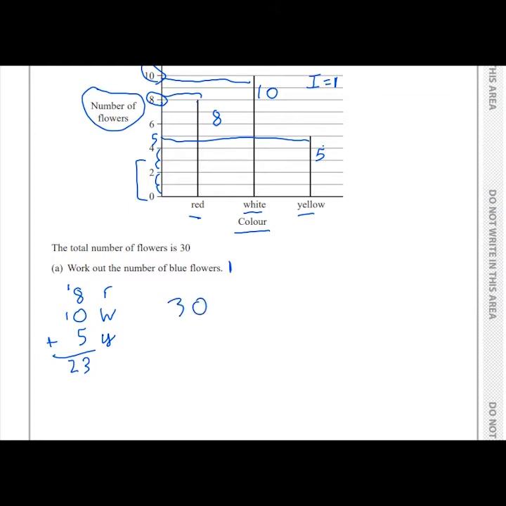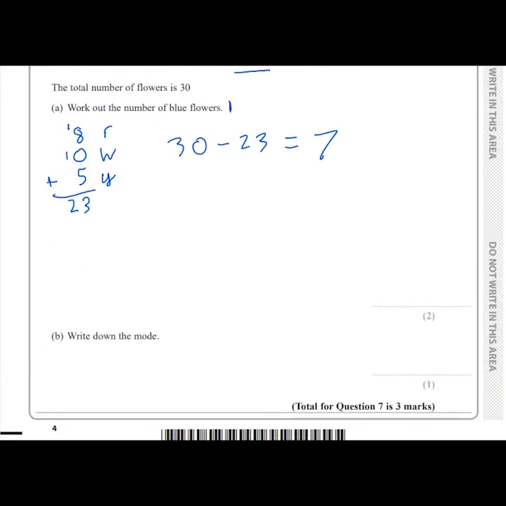Now we want the number of blue flowers, so we're going to take the number of red, white and yellow flowers away from the total. This means that we'll only have the blue flowers left. So we do 30 minus 23 and we get 7. So that's our final answer. So work out the number of blue flowers. So 7 flowers. It's always sensible to put units.